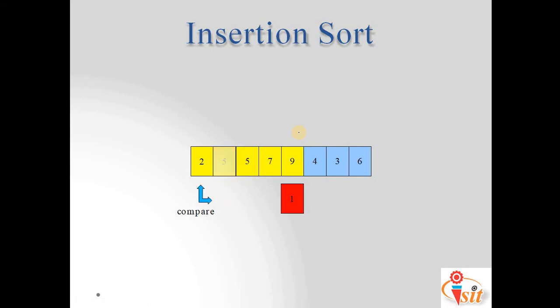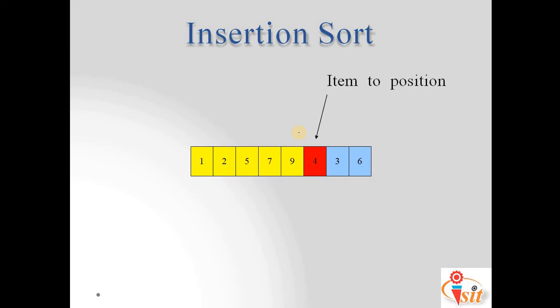So again, 1 is going to be compared with 2. 1 is the smallest element, so 2 is going to be moved to the next position and 1 comes to the first position. Now 1, 2, 5, 7, 9 we are going to call the sorted subarray, and 4, 3, 6 we are going to call the unsorted subarray.